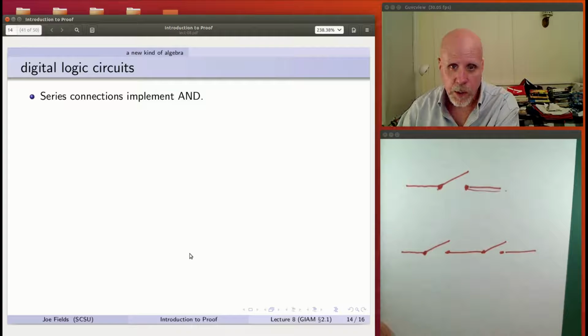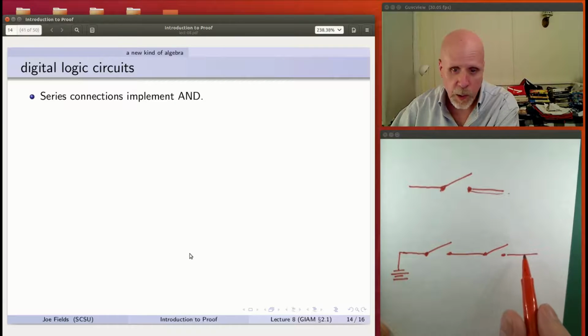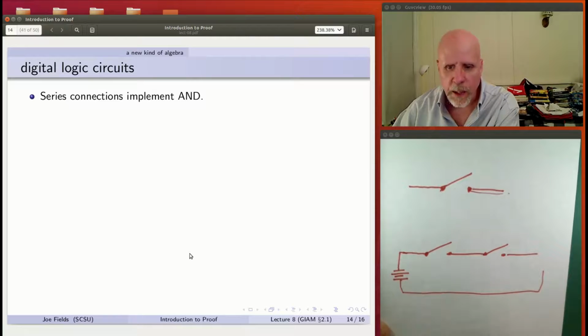back to that source. So the batteries in an electrical diagram are often drawn like that, alternating short and long lines. And so electricity would go out of the battery, go through these switches. If they were closed, it would go through them, and then it will eventually come back to the battery. That's called completing the circuit.